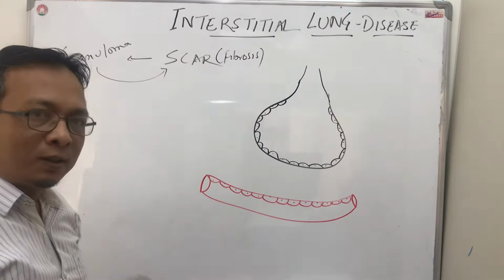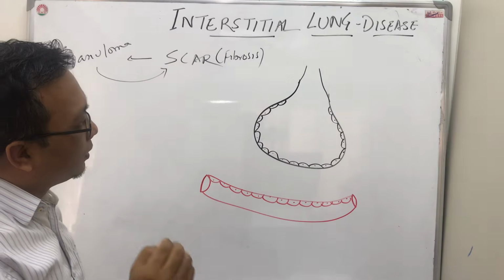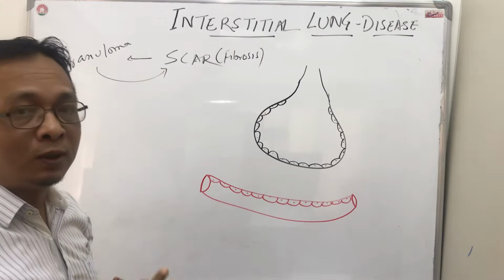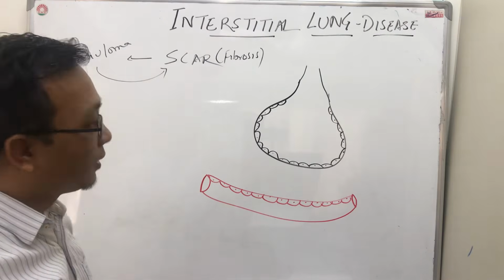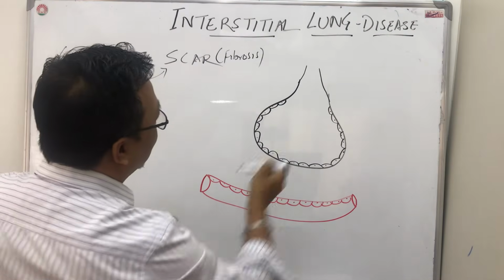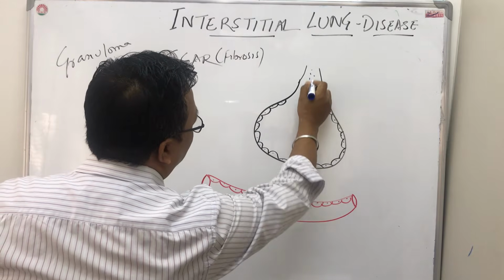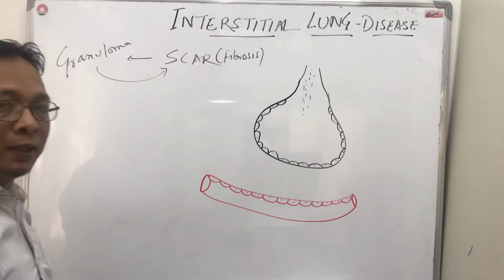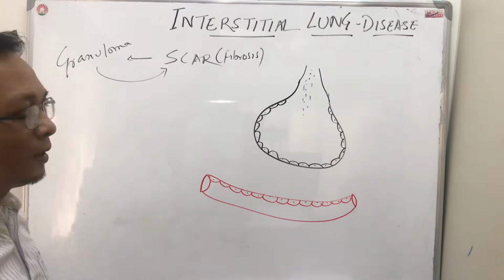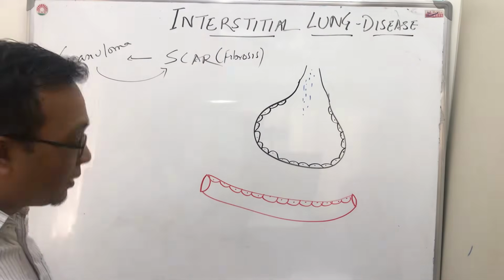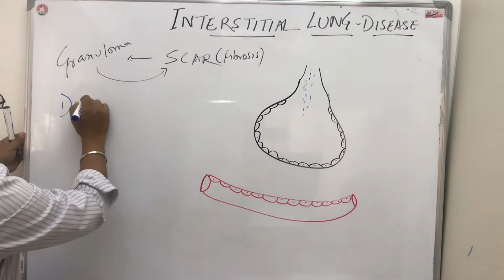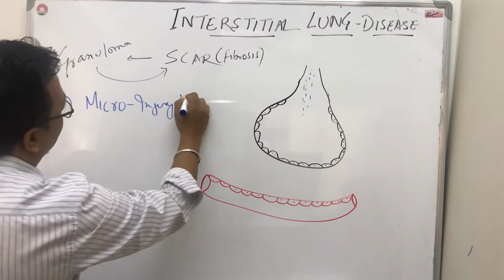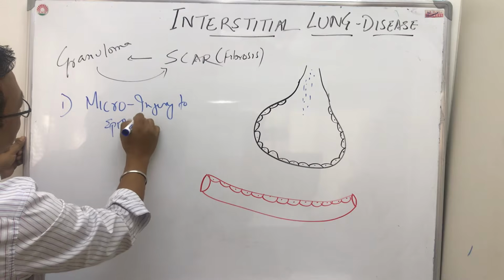You have to know that there are many different causes of interstitial lung disease. Pneumoconiosis is one, where there will be dust, and smoking is another. Let's assume that this person has taken a lot of smoke. Because of smoking or any sort of dust particles repeatedly coming into the alveoli, what is the first thing that happens? The first thing that happens, or what you will write in the exam, is number one, micro-injury to the epithelium.